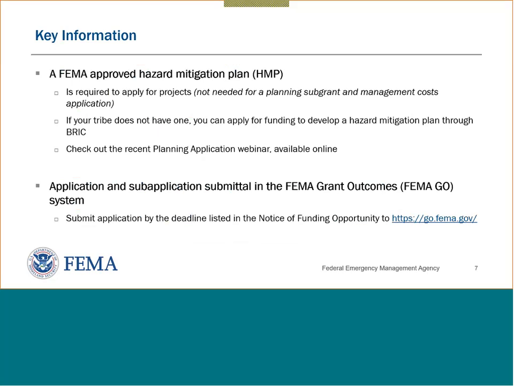Some key information to have for this program. Applicants must have a FEMA-approved hazard mitigation plan. This has to be in place by the application deadline and at the time of grant award. The plan is required to apply for projects, as it says, but it's not needed for a planning subgrant or a management cost application.